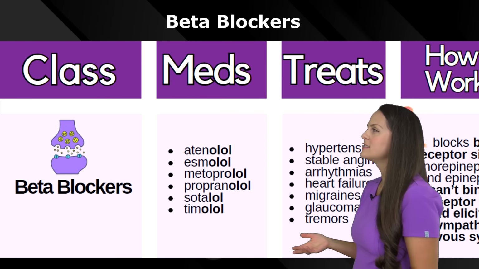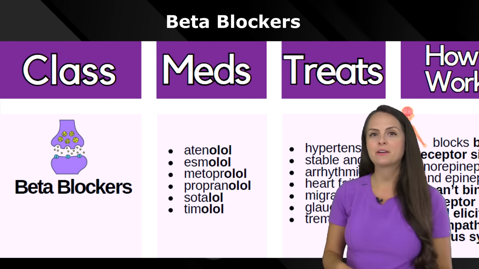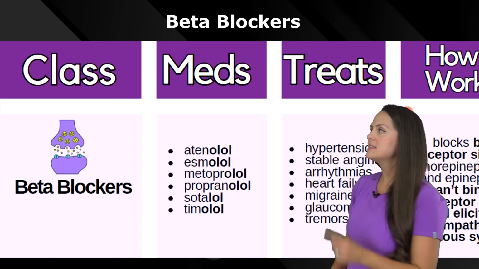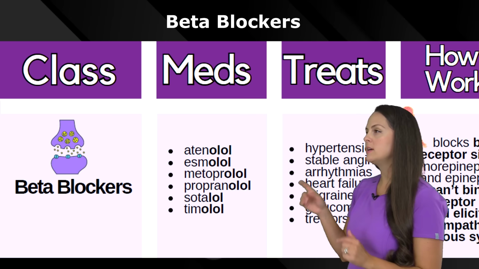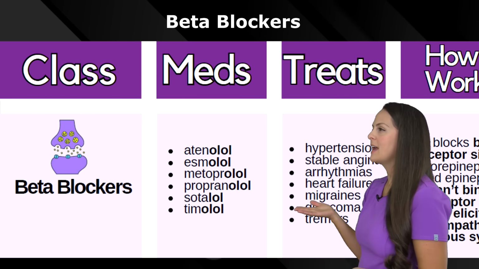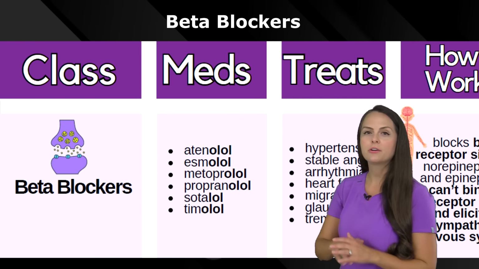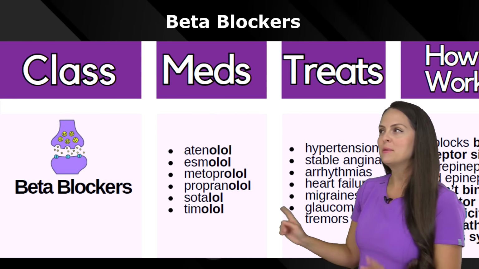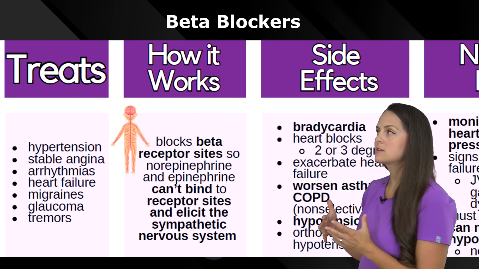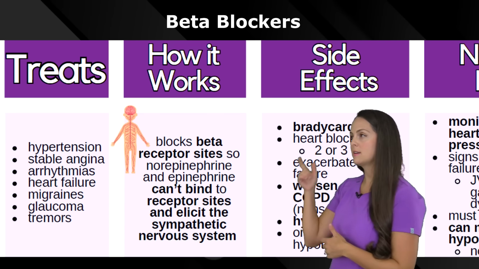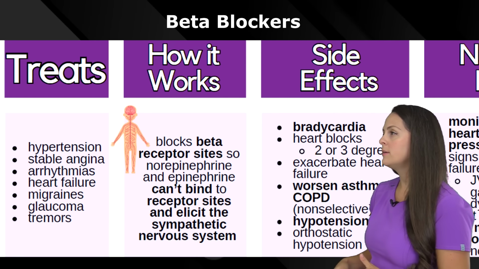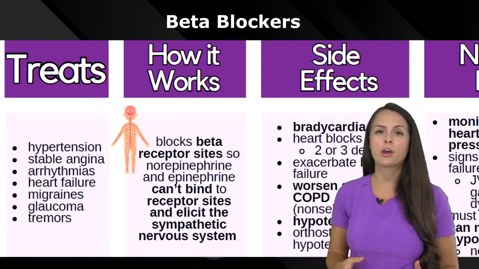Next are beta blockers, and this medication class blocks certain beta receptors in the body, which is actually beneficial for your cardiovascular system. Some medications in this class include atenolol, esmolol, metoprolol, and notice at the end of these generic names we have OLOL. That is totally classic of a beta blocker, so remember that those two go together. This class can be used to treat a variety of things, not really just cardiovascular issues, like hypertension, stable angina, certain arrhythmias, heart failure, but it can also be used with migraines, glaucoma, and tremors.